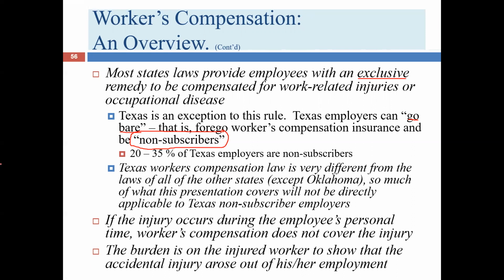Now in Texas, we still have that same system that we have in the other 48 states. We still have the option for an employer to sign up for workers' compensation insurance. And again, according to the statistics that I've observed, more than half of Texas employers still choose to participate in the workers' compensation system. But a significant group say no. What we want to do is go back to that old tort system.